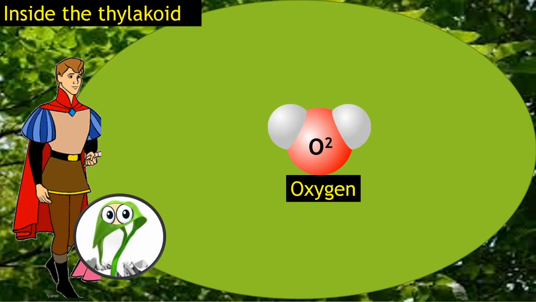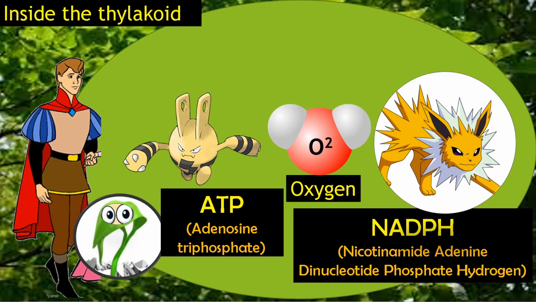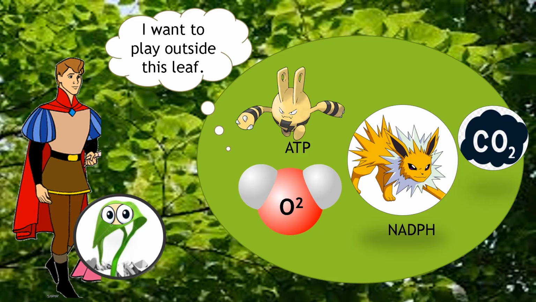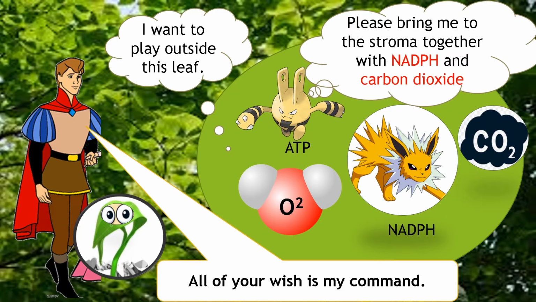And they form oxygen, NADPH or nicotinamide adenine dinucleotide phosphate hydrogen, and ATP or adenosine triphosphate. "I want to play outside this leaf," said the oxygen. "Please bring me to the stroma together with NADPH and carbon dioxide," said the ATP. "All of your wish is my command."